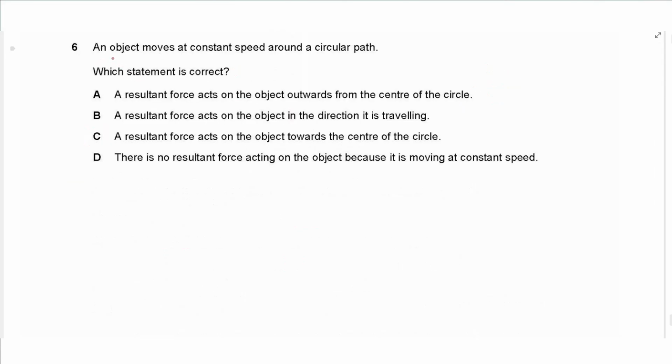Question 6 says an object moves at constant speed around a circular path. Which statement is correct? A resultant force acts on the object outwards from the center of the circle. No. The resultant force acts on an object in the direction it is traveling. No. A resultant force acts on the object towards the center. Yes, towards the center, it's a centripetal force. So the answer is C.